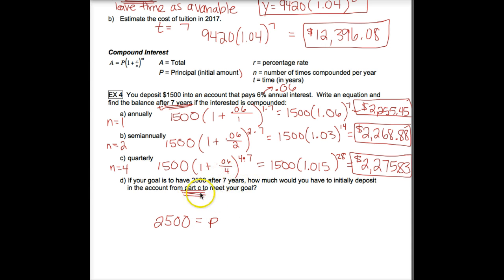It says from the account from Part C. So that means this information here. So I can keep this part the same, the 1.015 to the 28th power. So all I'm doing now is solving for a different variable. So here, order of operations tells me I need to do the exponent first here, and then divide both sides by 1.015 to the 28th power.